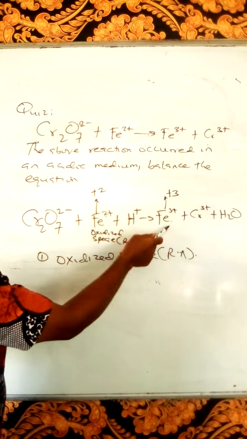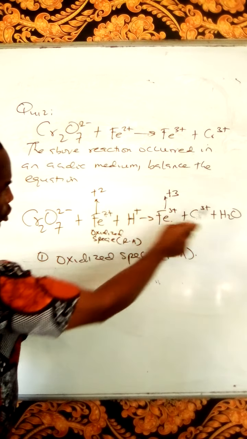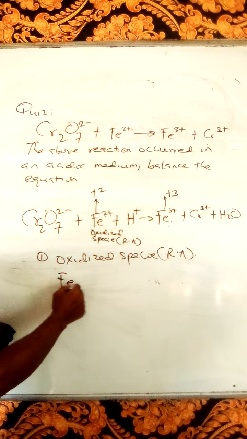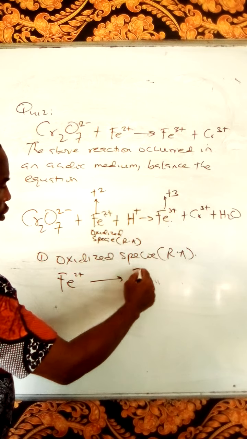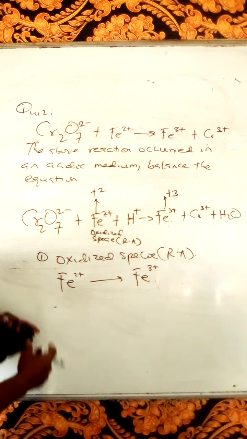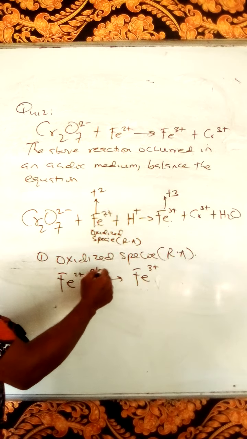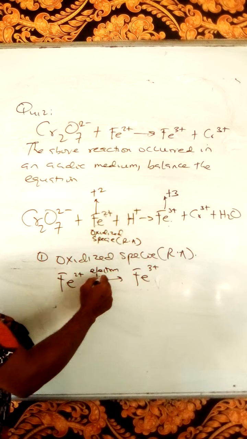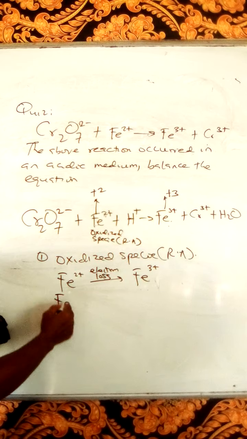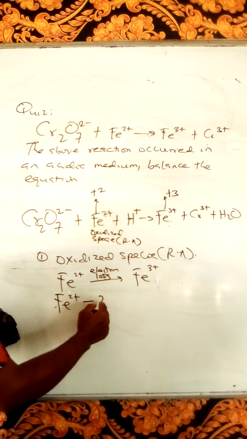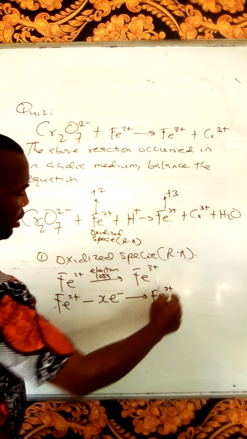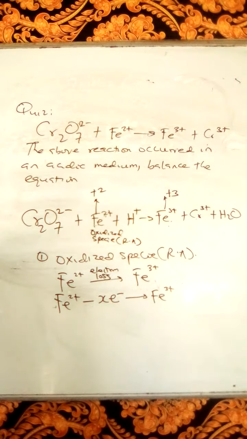Iron can only produce iron. Iron cannot produce chromium. Iron cannot produce water. So having done that, we now write Fe2+ giving us Fe3+. Now we're going to write the ionic equation. Oxidation is electron loss, as we said. So we're going to subtract electron from iron 2 to give you iron 3. So how do we go about it? Now write Fe2+ minus x moles of electron, giving us Fe3+. So this is the oxidation half cell equation.